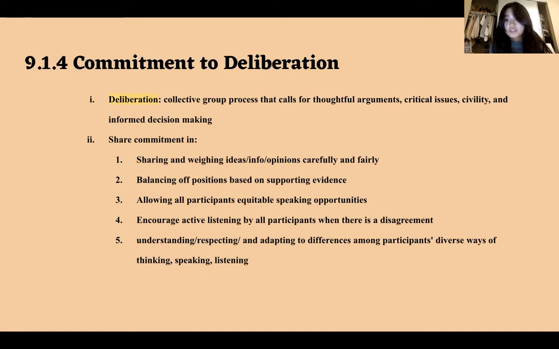other members fairly. The second one is balancing out positions based on supporting evidence, allowing participants equitable speaking opportunities, encouraging active listening by all participants when there's a disagreement, as well as understanding, respecting, and adapting to differences among participants' diverse ways of thinking, speaking, and listening.